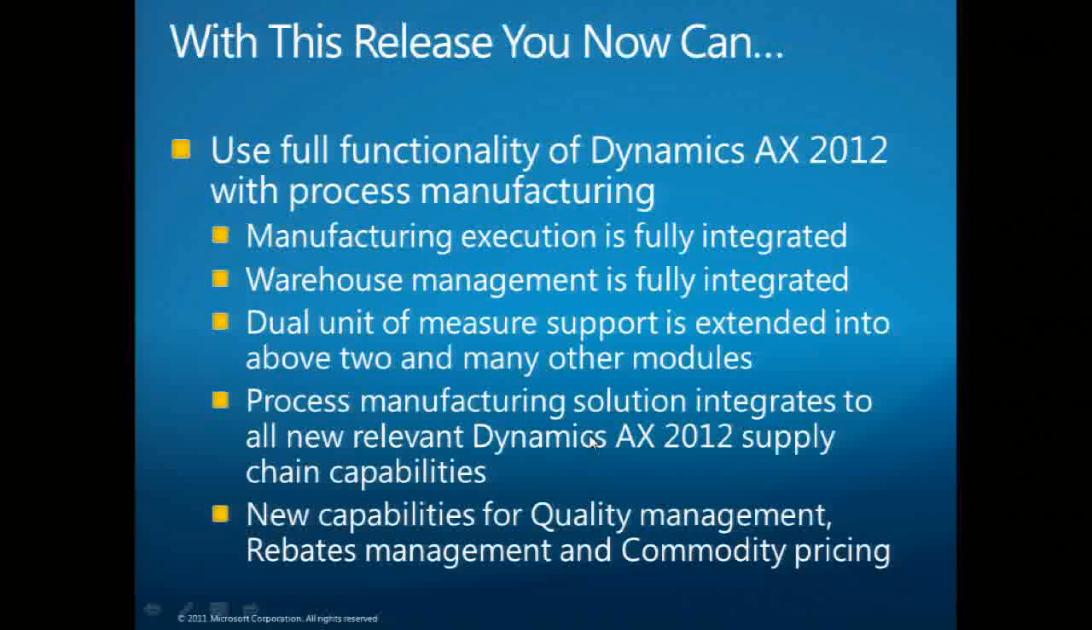All right, I think before we close, this is the final recap about what we have learned today. So manufacturing execution is fully integrated, as it was talked about in the last session. And warehouse management too is fully integrated. Dual unit of measure support has been extended into manufacturing execution, warehouse management, and several other modules. Process manufacturing solution integrates to all new relevant AX 2012 supply chain capabilities. And there are new capabilities for quality management, rebates management, and commodity pricing. Okay? I think I'll open the floor for questions.